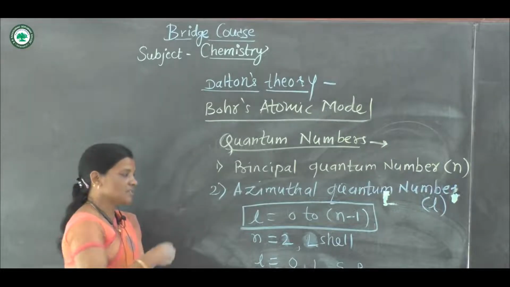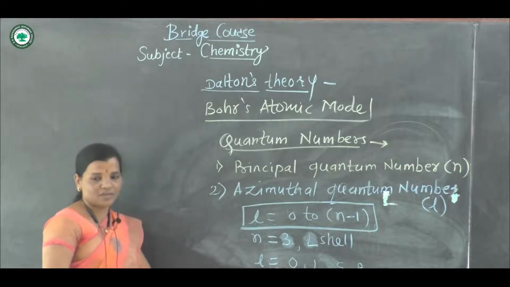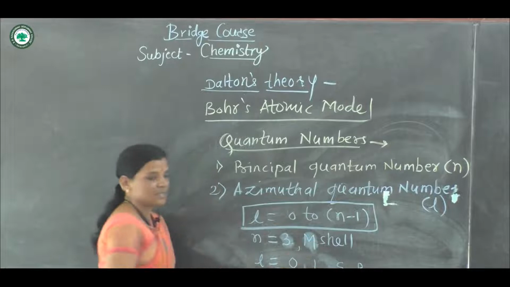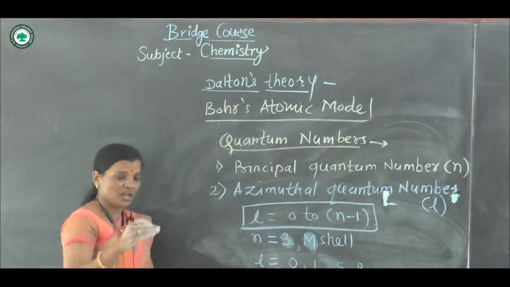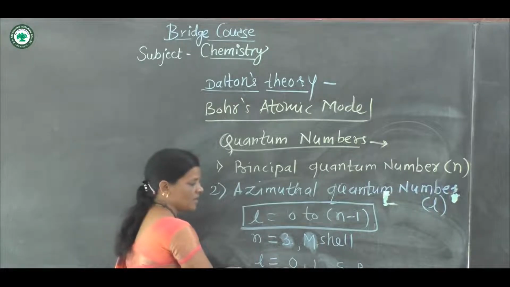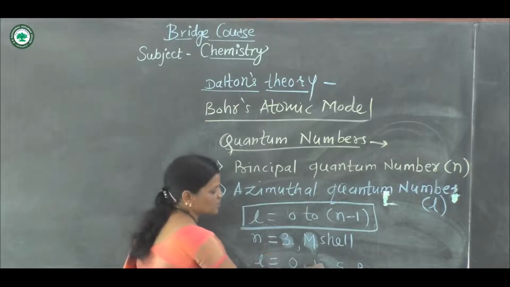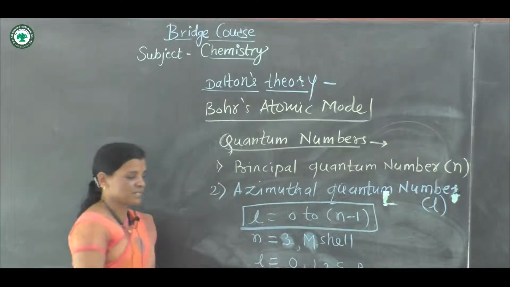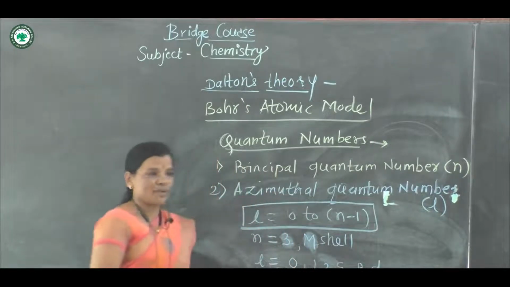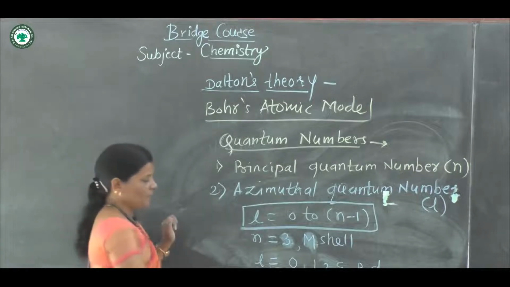Now if we consider the third value, n is equal to 3, principal quantum number n is equal to 3, which shell is there? M shell, that means the third main shell around the nucleus. Then what are the values of l? 0 is there, then 1 is there, n minus 1, so 3 minus 1, that is 2. So 3 subshells should be there: s, p, d. Likewise, how many subshells are present depends upon the value of azimuthal quantum number.